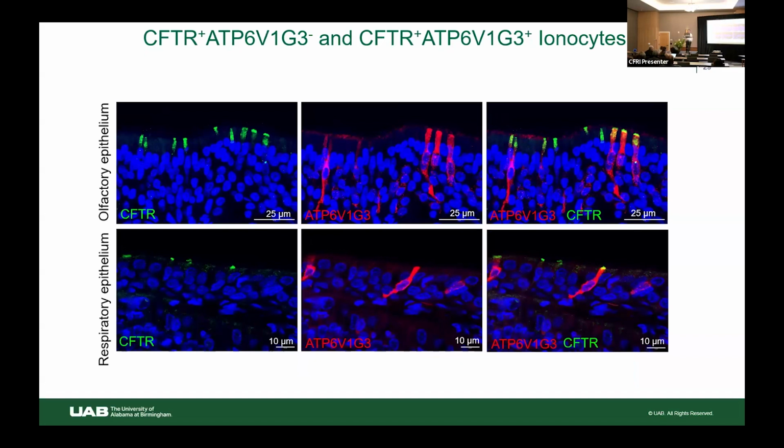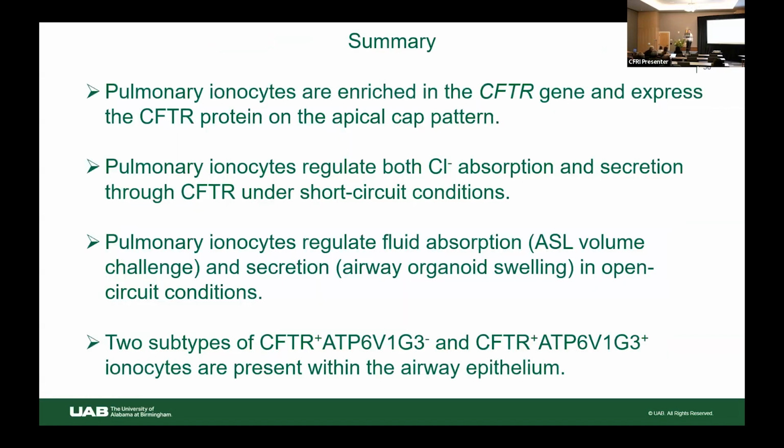So this is a high magnification image from the olfactory epithelium and the respiratory epithelium. We can clearly find the two flavors of ionocyte present in the epithelium. Those are the CFTR positive, ATP6V1G3 negative, and the CFTR positive, ATP6V1G3 positive ionocytes. So how the different flavors of ionocyte contribute to absorption and secretion is still an open question to be addressed in the future. So then I come to my conclusion summary.